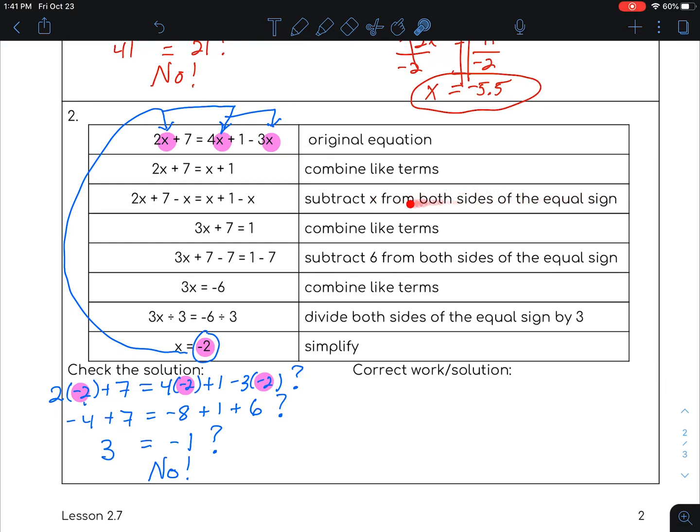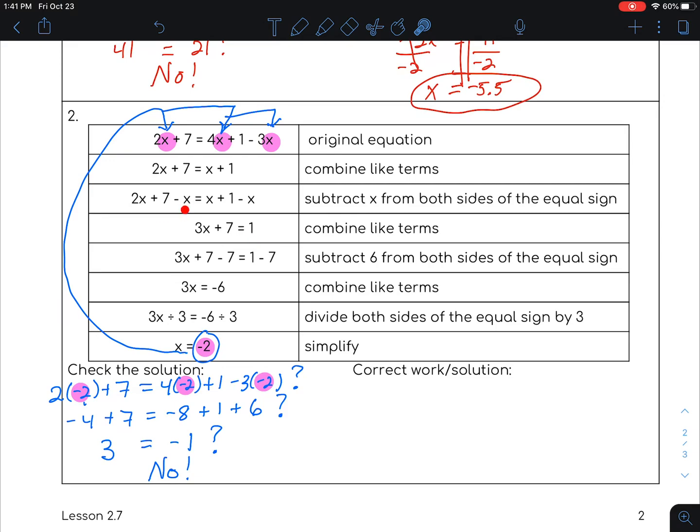It looks like the next step we're trying to subtract x from both sides of the equation so we can get the x's together on the same side of the equation. So we're going to subtract x over here, and subtract x on the left side. So we're subtracting x from both sides. On the right side, the x's cancel each other out, so you're left with 1.